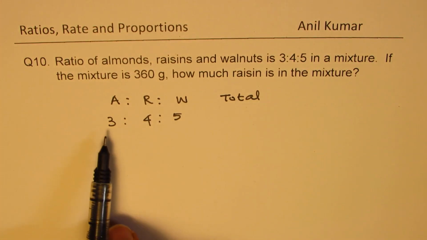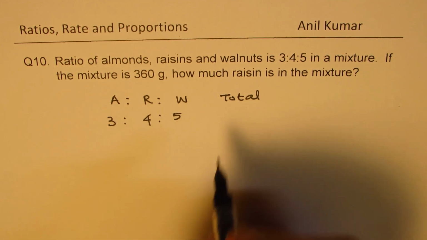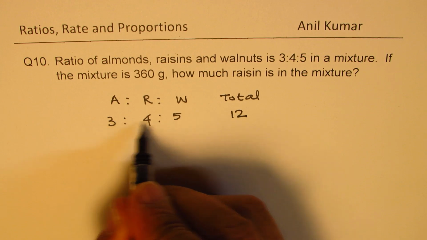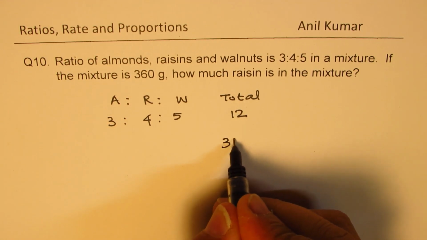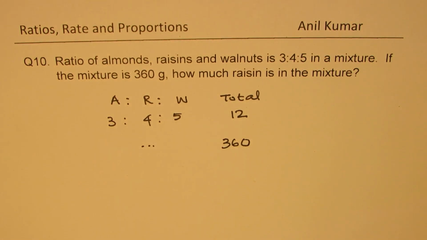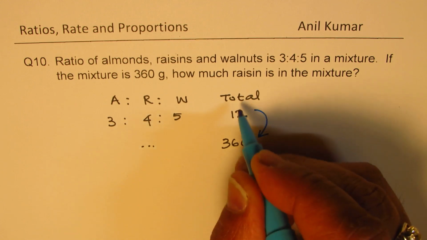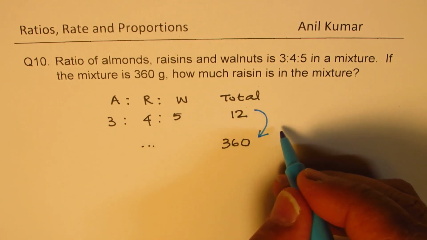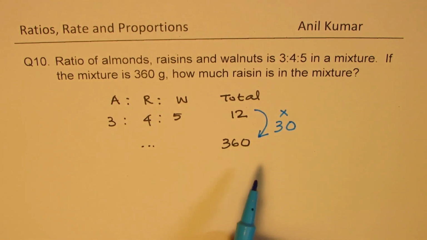So if the total is 3, 4 and 5, which is 3 plus 4 is 7 plus 5, 12, then those are the grams. But we are given a total of 360. And we need to figure out how much is raisin. Does it make sense to you, right? Okay. So the idea is, if I have to go from 12 to 360, how much should I multiply this by? So it is multiplied by 30, right? So that's the times factor. So times 30 each one of them, right?